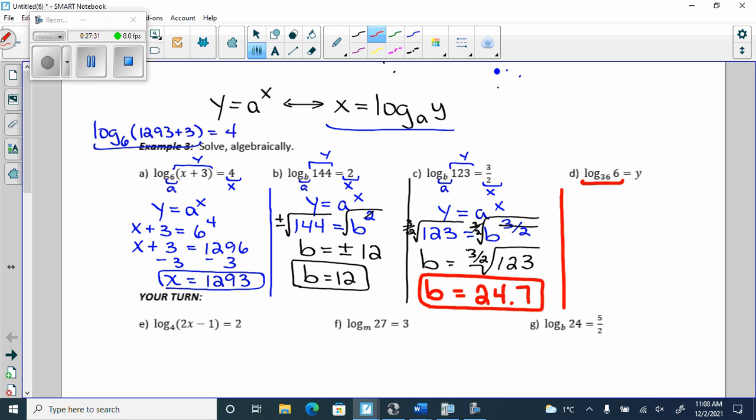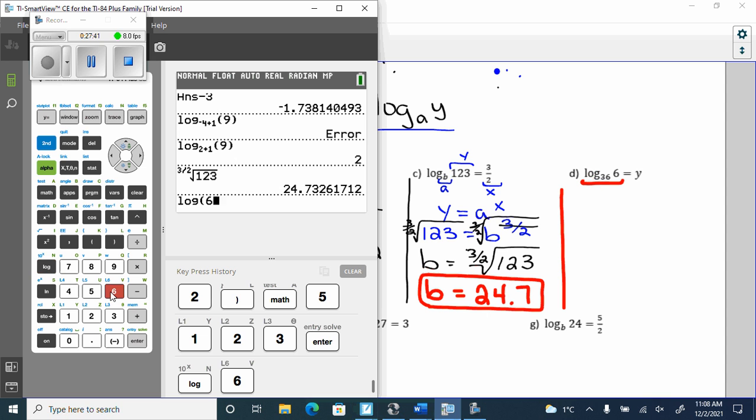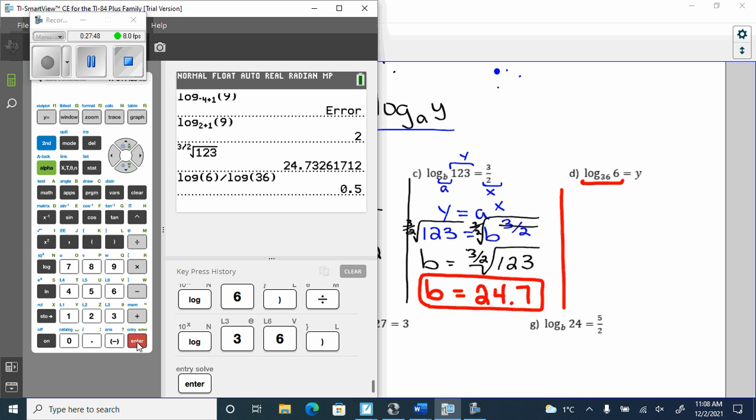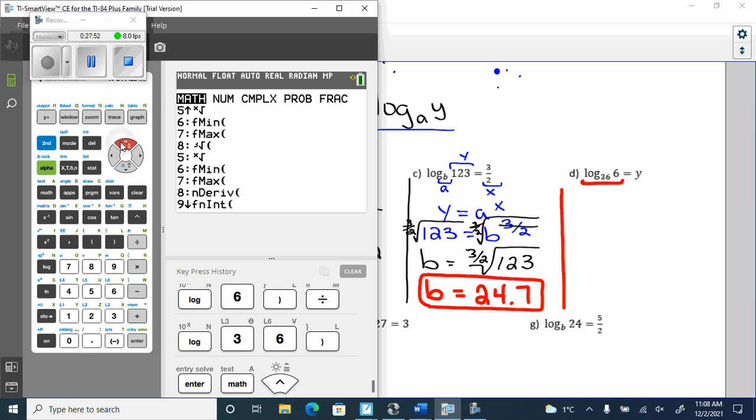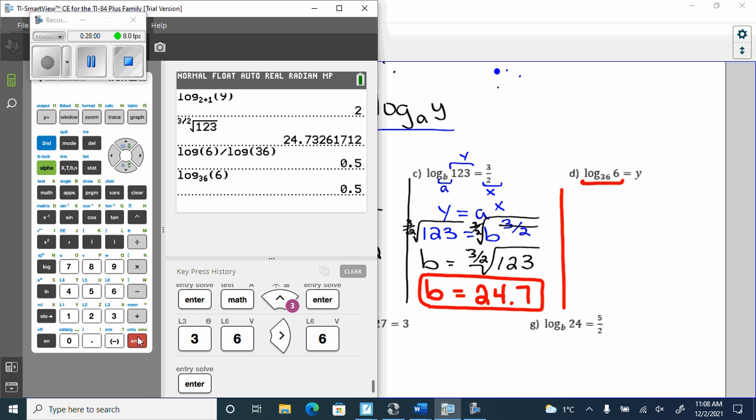Type it in. Log base 36 of 6. Or if you have the old calculators, you're going to do log 6 divided by log 36, which is 0.5. Or you can use, if you have the newer calculators, this button, and it'd be log 36 with a 6 beside it. Either way, it's 0.5.